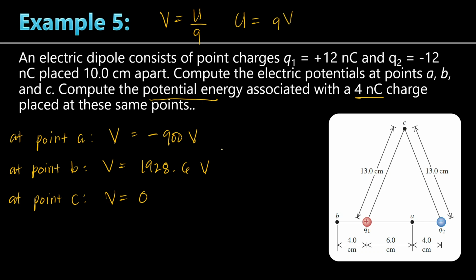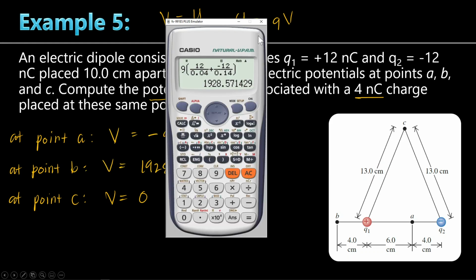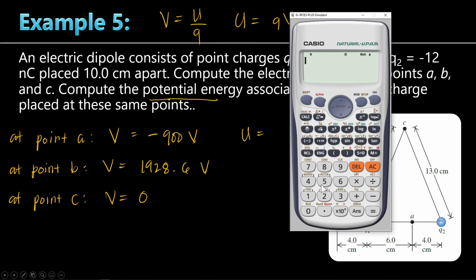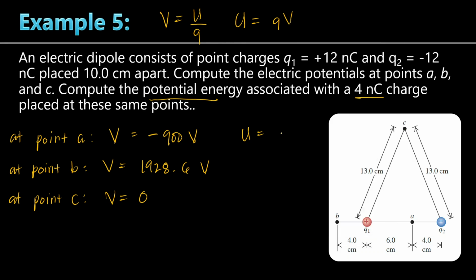Ayan. So at point A, yung U natin ay equal dun sa Q, which is 4 nanocoulombs multiplied by 900 volts. Ayan. So, lagay lang natin dito, negative 900, yung kanina, na volt na potential, multiply natin ngayon ng charge na 4 nanocoulombs, negative 9. Ayan. Meron tayo ngayong negative 3.6. Okay, negative 3.6 times 10 to the negative 6 joules.